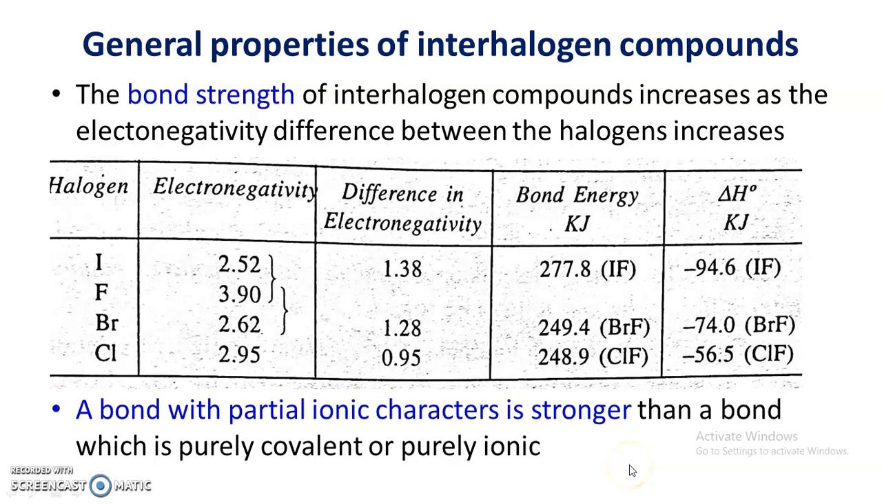Again, the strength of a bond depends upon the covalent and ionic characters. A bond with partial ionic character is stronger than a bond which is purely covalent or purely ionic.